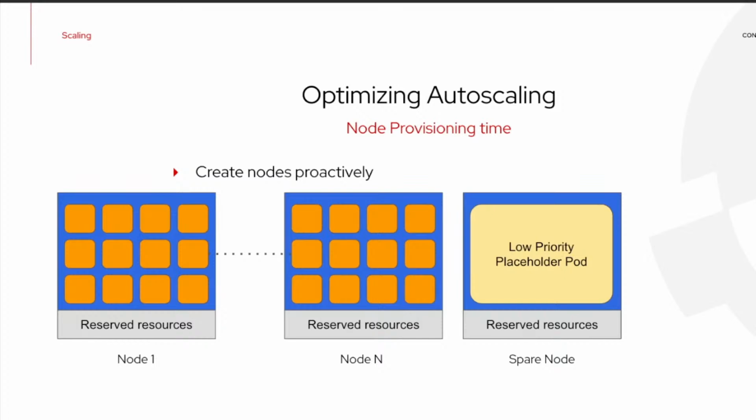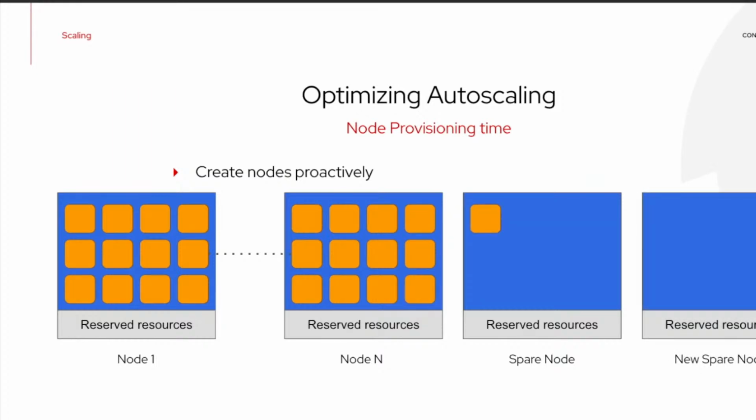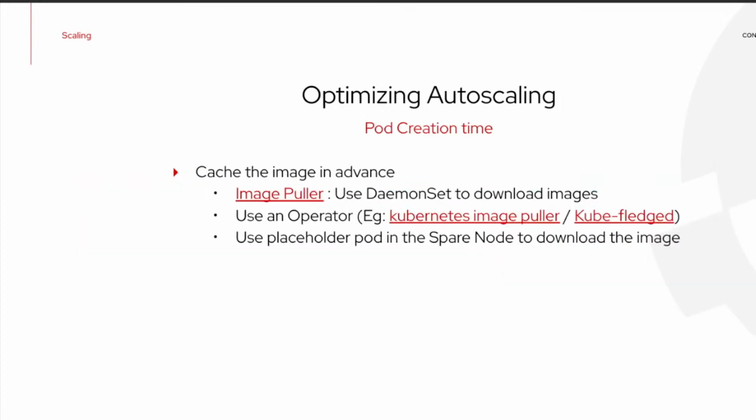Run a low priority deployment with enough requests to reserve an entire node, as you can see in this picture. As you can see on the right side, there is a low priority placeholder pod which always reserves a spare node. Consider this low priority pod as a placeholder, and as soon as a real pod needs the resources, you evict the placeholder pod and deploy the real high priority pod. Let's see how it works. The new application pod comes, it evicts the placeholder pod, and now there is no node for the placeholder pod. It will create another new spare node and your low priority placeholder pod will appear there.